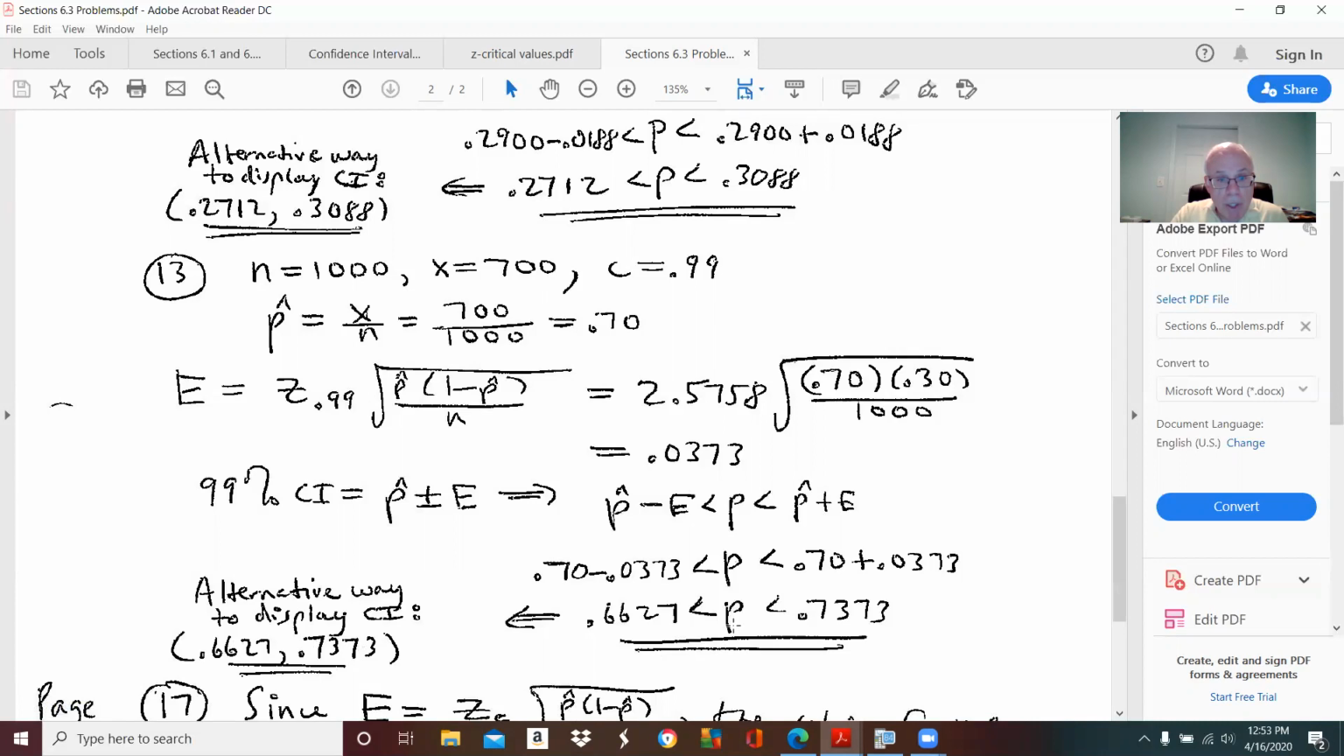And the way to interpret it, we could say with 99% confidence, the actual proportion of all people who say that policemen should be wearing body cameras is between 66.3% and 73.7% of all people, all adults. Okay.